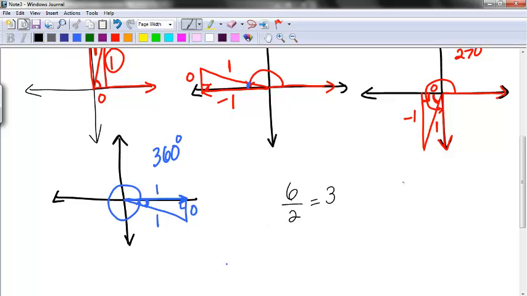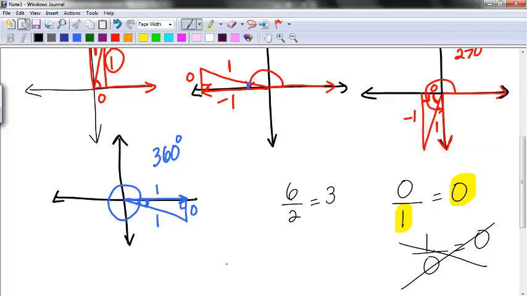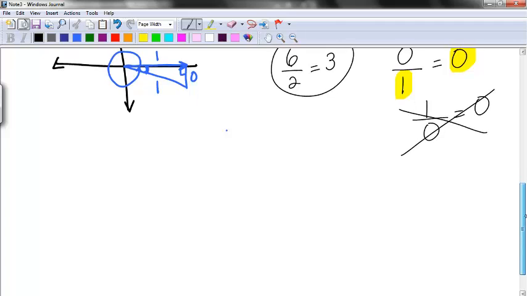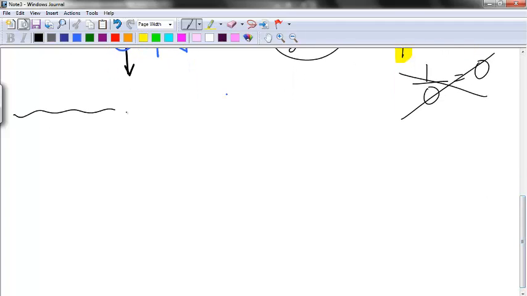So if I said 0 divided by 1 is 0, then I should be able to check it and say 0 times 1 is 0. Yeah, that checks. If I said 1 divided by 0 equals 0, then you're saying 0 times 0 equals 1? No. That's the infinity. So if you forget, go back to one that you know and say, how do you check that?